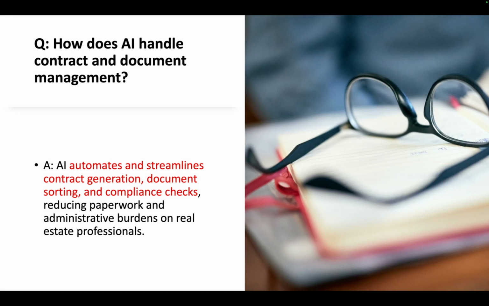How does AI handle contract and document management? Now, AI automates and streamlines contract generation, document sorting, and compliance checks, and this reduces paperwork. So you can set the rules for AI, and AI would make sure that the contract document meets those rules. And if there is anything that isn't quite right, it will flag that the information is not complete or the information is not in the document. So that's where it helps. It doesn't matter how many pages there are in the document. If the AI tool can accept the entire contract, then it will be able to analyze it and provide the information that you need.